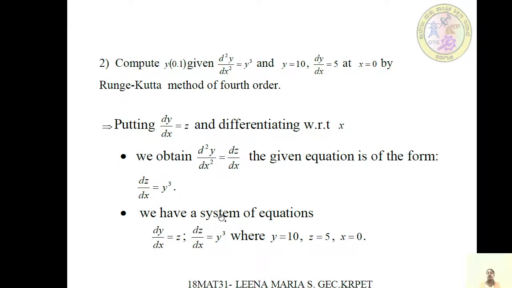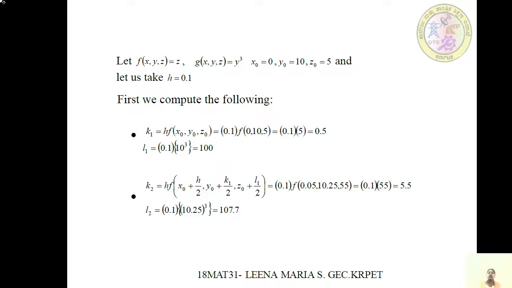Now we have the system of equations: dy by dx equals z, dz by dx equals y cube, with the conditions y is 10, z equals 5, x equals 0. The first function is f of x comma y comma z equals z. The second function is g of x comma y comma z equals y cube. Initial conditions: x naught equals 0, y naught equals 10, z naught equals 5. Let us consider h equal to 0.1.